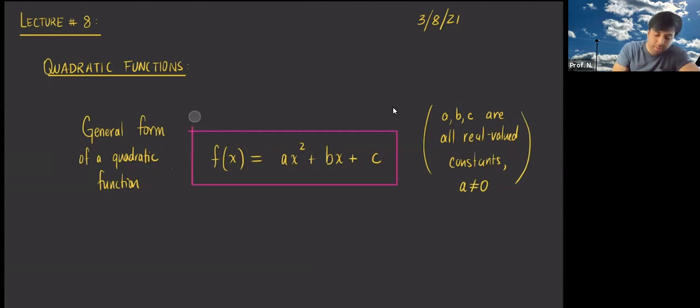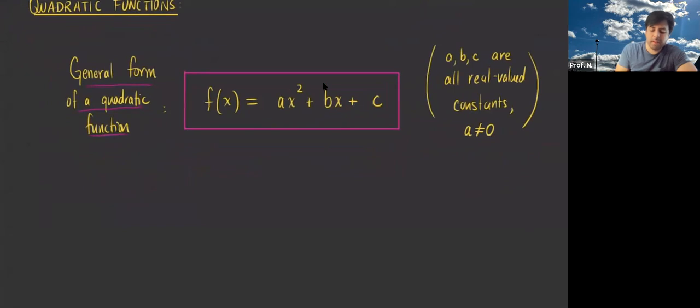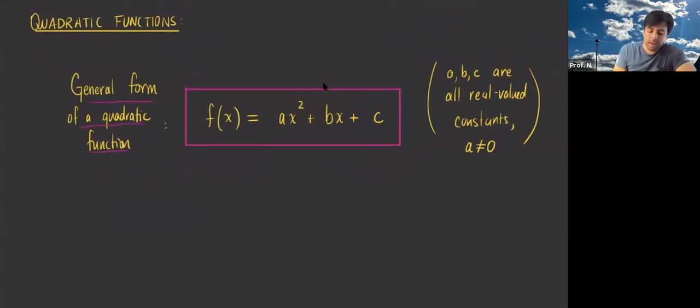And I'm pretty sure many of us have seen this already, right? f of x equals ax squared plus bx plus c. Am I right? Can you tell me if you guys have seen this before? Yes, yes, yes. Okay. Great.